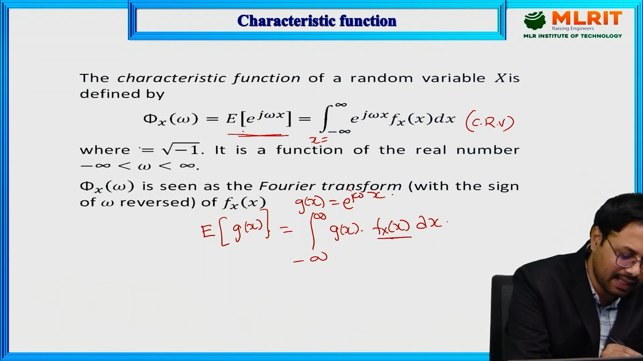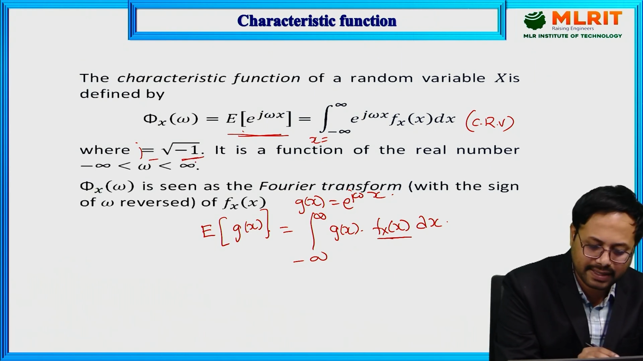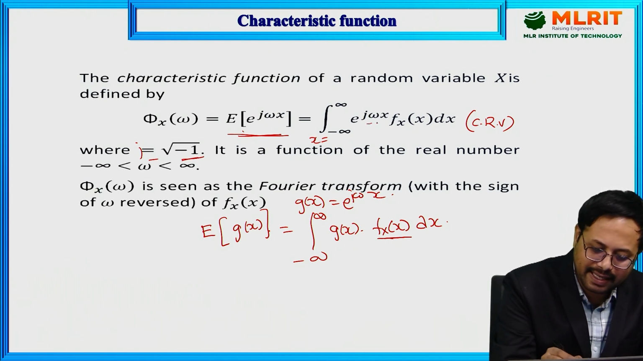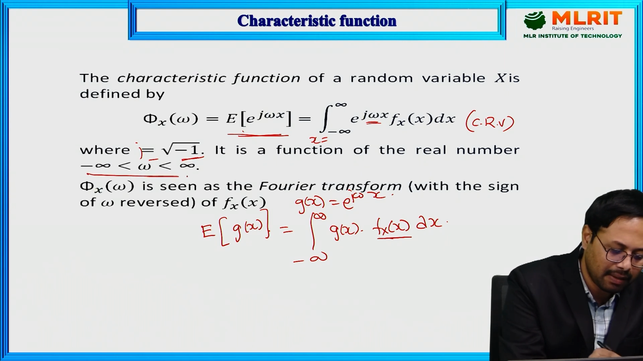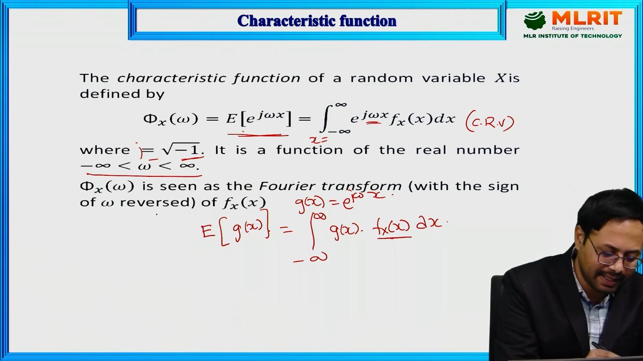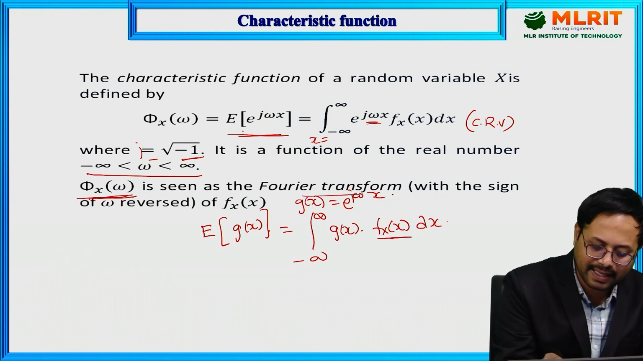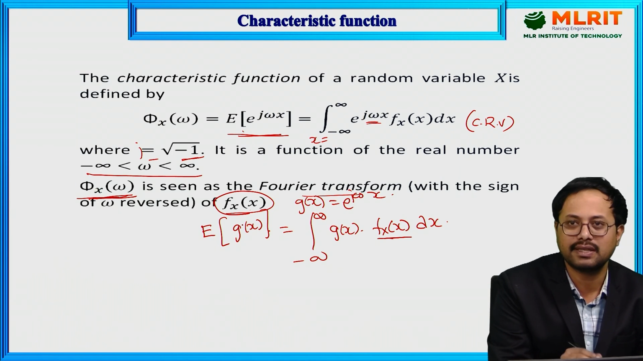Here j is the imaginary operator, which is equal to the square root of minus 1, and omega is a real number which lies between minus infinity to infinity. We also have the relation that the characteristic function is a Fourier transform with a negative sign of the density function. This part we will discuss in the properties.